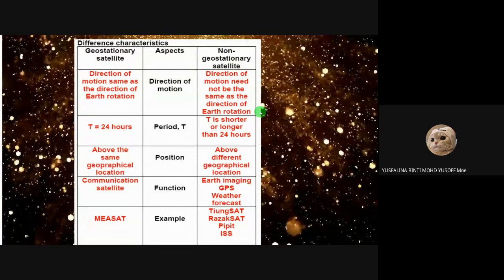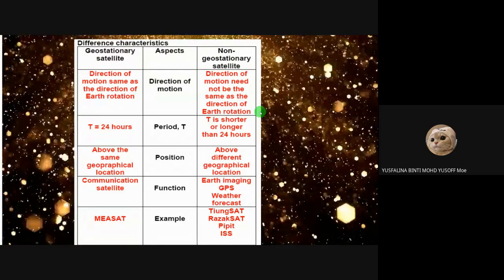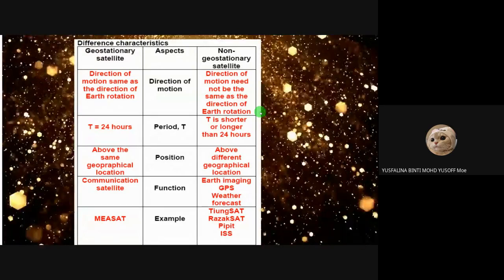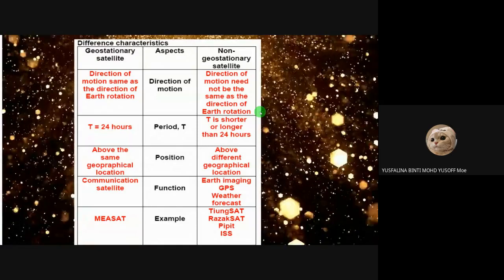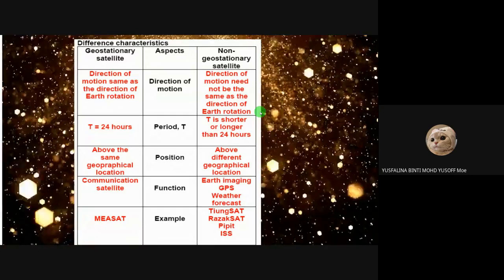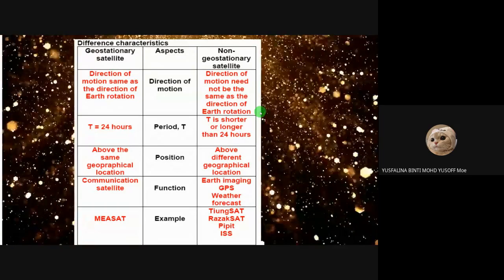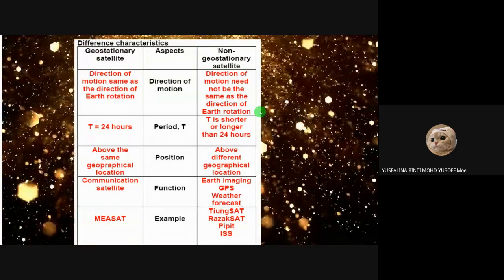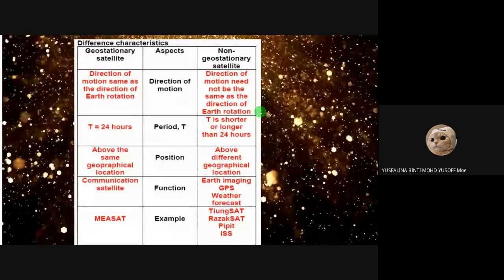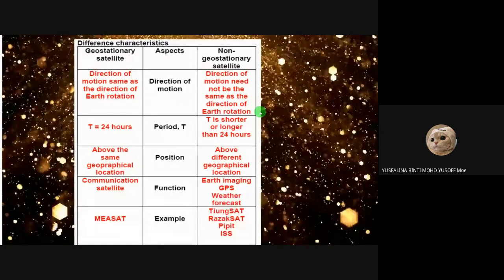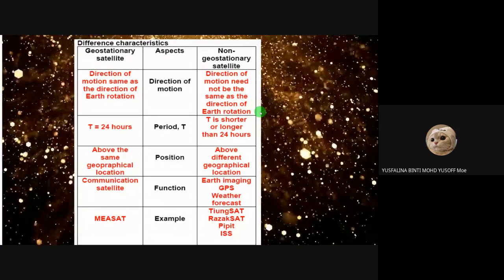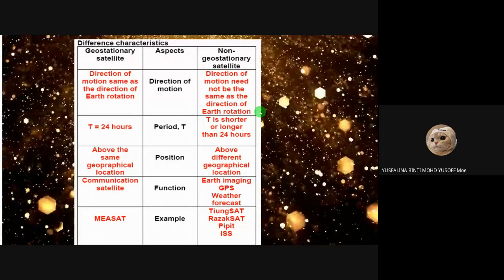And then the function. What is the function of the geostationary satellite? The function is for communication. For the non-geostationary satellite, it is Earth imaging, GPS, or weather forecast. The example for the geostationary satellite is MEASAT, and the non-geostationary satellites are like TuneSat, RazakSat, PIPIT, and ISS. So this is the difference for each aspect between the geostationary satellite and the non-geostationary satellite.